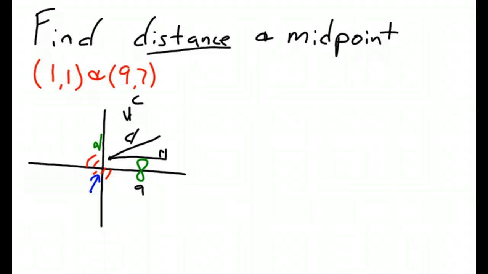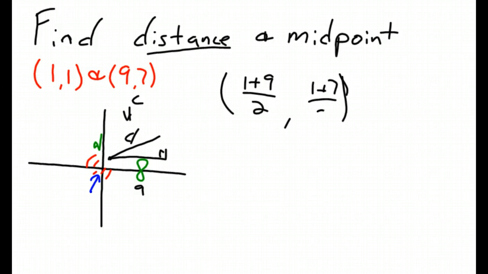So from 1, 1 and 9, 7, the average of the x's and the average of the y's, each divided by 2, should be my midpoint. So 1 plus 9 divided by 2 is 10 divided by 2, which is 5. And this will end up being 4. So my midpoint is supposed to be 5, 4. Well, if I look, over 5 up 4, yep, looks like it's about the midpoint of these two points. Buenísimo.